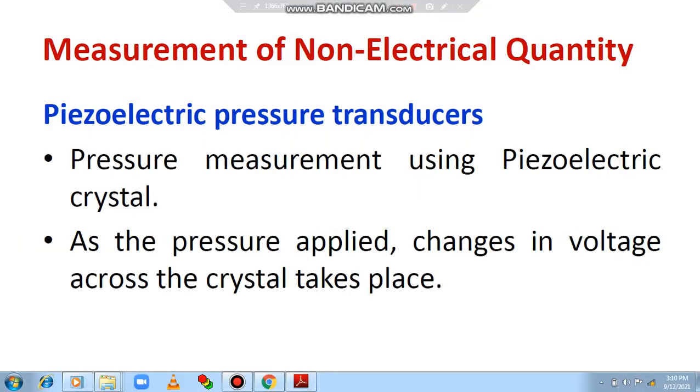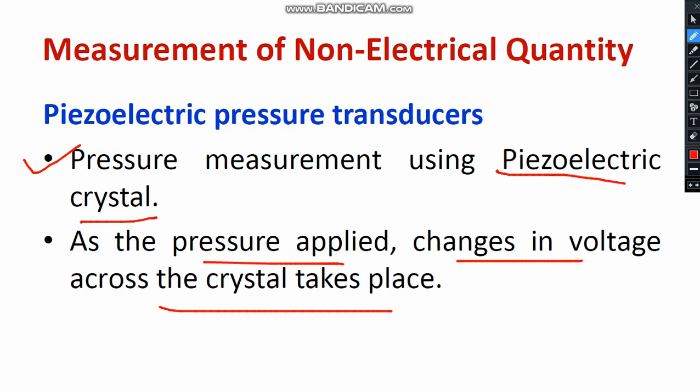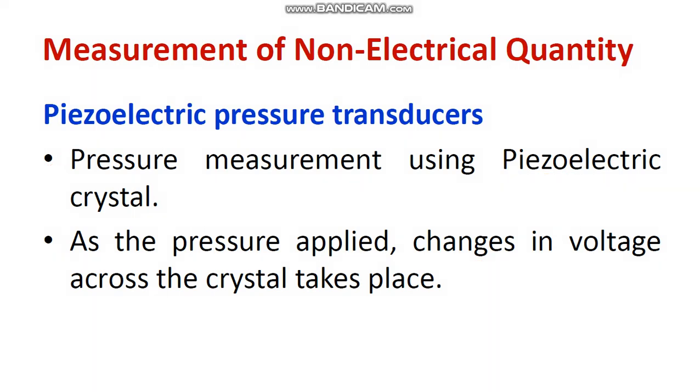Next we will discuss the piezoelectric type material. Here we can use Rochelle salt or any other type of material. Here we are using a piezoelectric crystal like Rochelle salt, and we are applying the pressure. The change in the applied pressure changes the voltage across the crystal. So that's the simple working principle of the piezoelectric transducer.